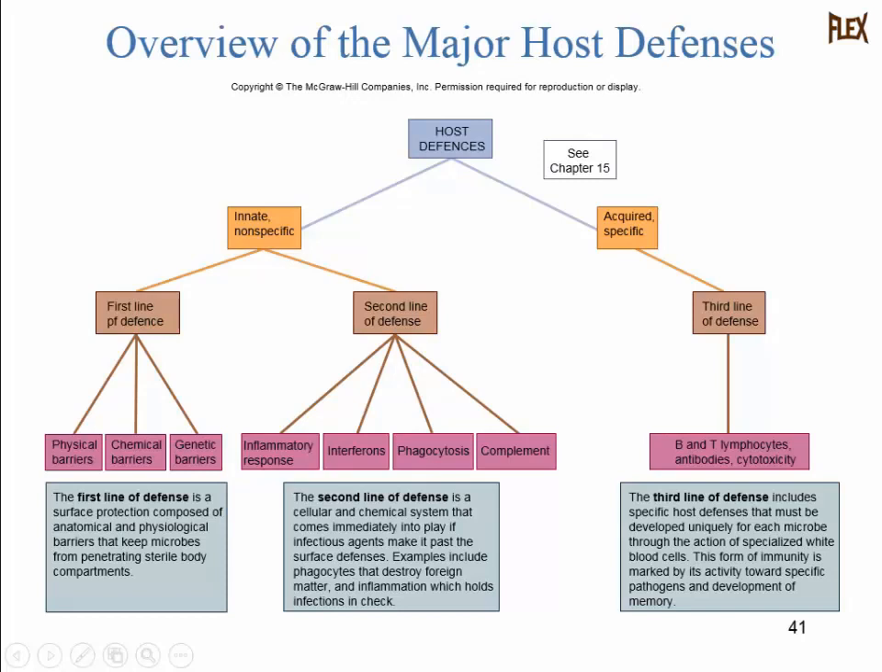So this is the last overview of the major host defenses. As a quick review, the innate defenses are non-specific. When we think about the innate defenses, the first lines of defense consist of physical barriers, chemical barriers, and genetic barriers. The second line of defense is the inflammatory response, interferons, phagocytosis, and the complement pathway. The acquired immunity, however, is the third line of defense consisting of B cells and T cells, which have either antibody production or cytotoxicity, which we'll discuss further. And these are highly specific. We'll begin now by discussing Chapter 15.